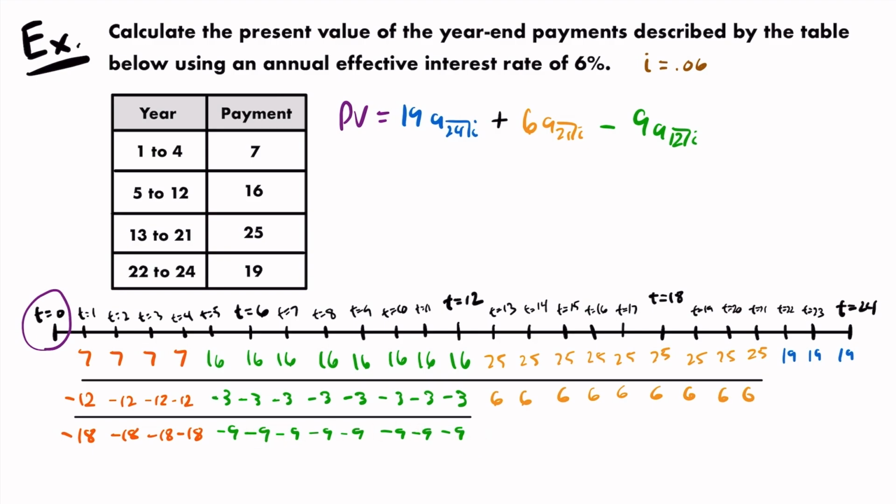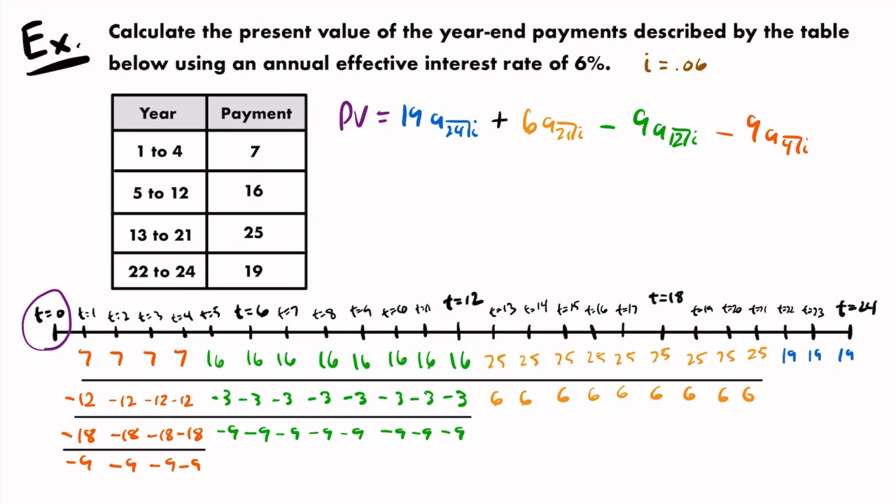And now finally, we need to subtract negative 9 from our first 4 payments, and negative 18 minus negative 9 will be negative 18 plus 9, which will be negative 9. Okay, so finally, we will have negative 9 once again, but only for 4 payments this time, so we will have minus 9 times A 4 bracket I. And that's it. This right here will calculate the present value of all of these payments.